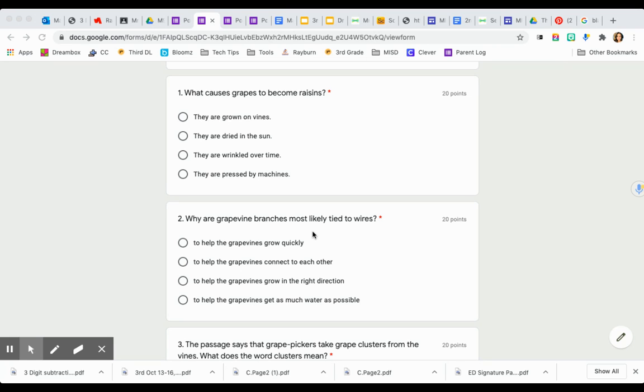Number 2. Why are grapevine branches most likely tied to wires? A. To help the grapevines grow quickly. B. To help the grapevines connect to each other. C. To help the grapevines grow in the right direction. D. To help the grapevines get as much water as possible. Remember, you may press pause to go find your answer in this text in the story. Come back and answer and press play.